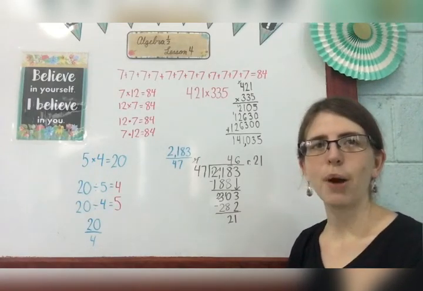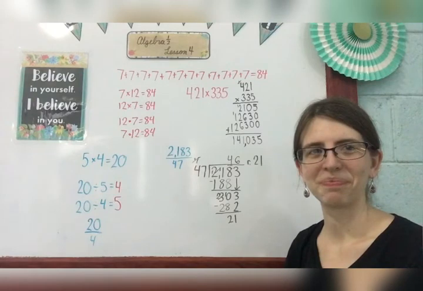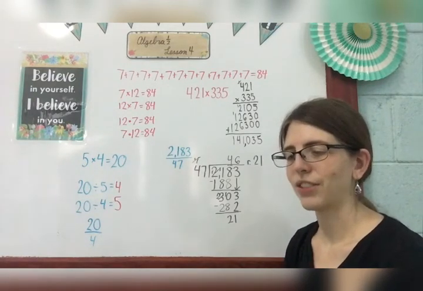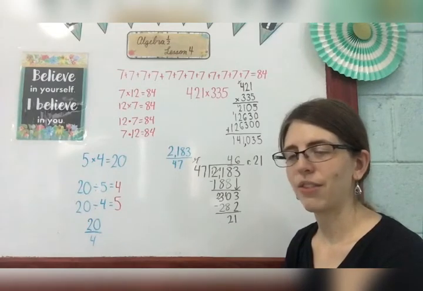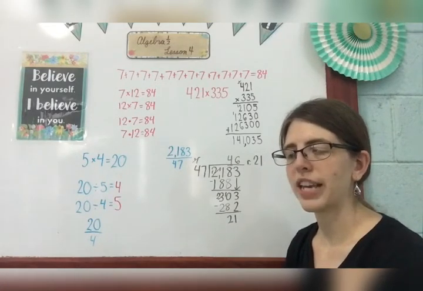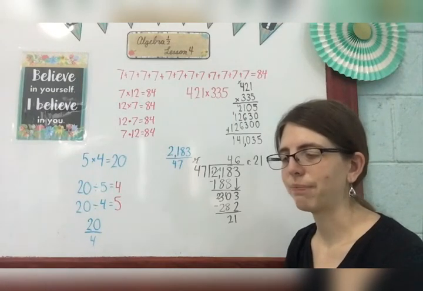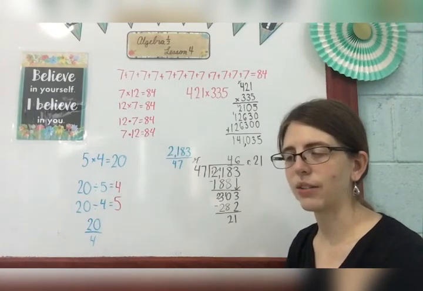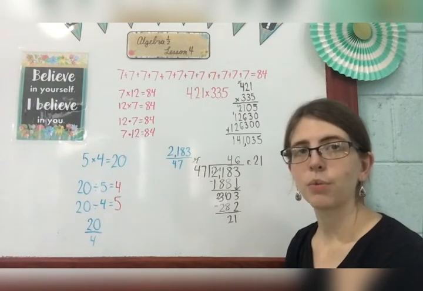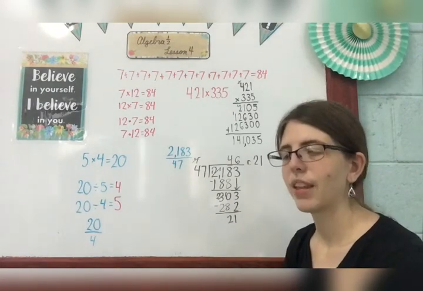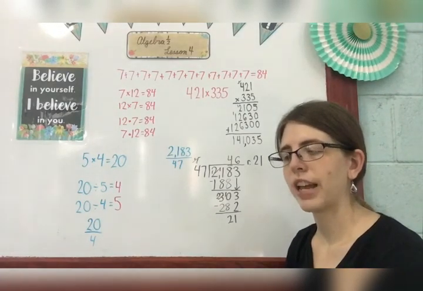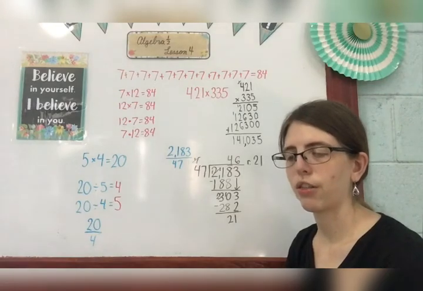Okay, pause your video now, do your practice. The answers for your practice are as follows. A, 37,500. B, 438,014. C, 7,980. D, 8, remainder 21. E, 409. F, 119, remainder 30.